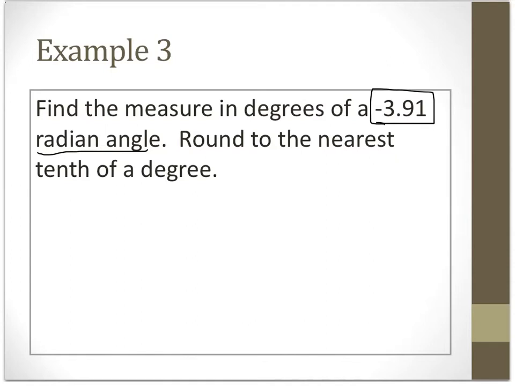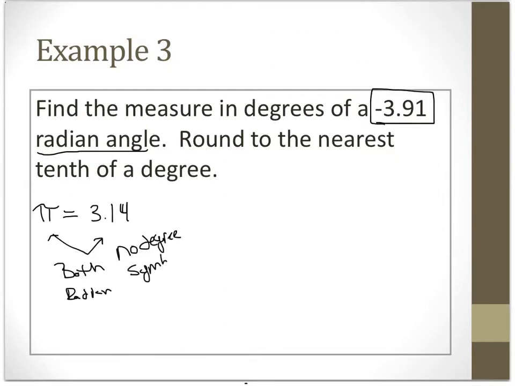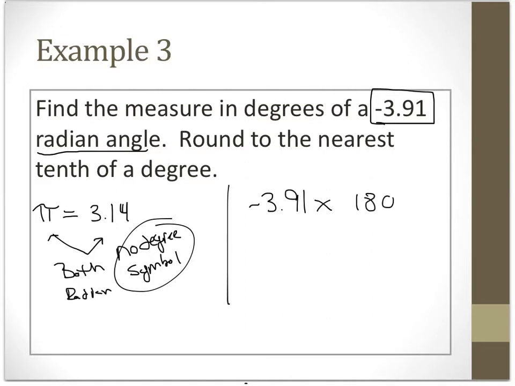So here's what I want you to think about. Pi is a radian measure, which is equal to 3.14. So we can express either one of these as the radian measure. Notice the one thing missing, there is no degree symbol. Okay, and that's how we know it's a radian measure. So that tells me that I need to do this conversion by multiplying by 180 over pi.